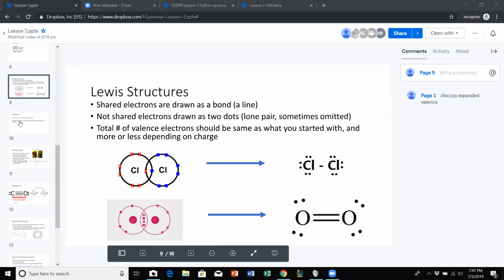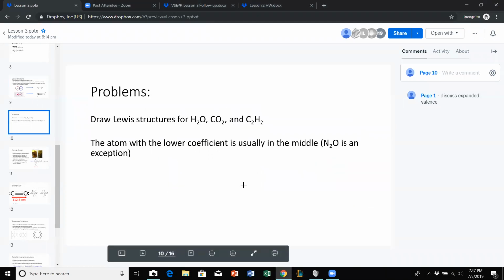Okay. Now let's do some problems. Draw the Lewis structures for H2O and CO2, and you can ignore the last one since we just did that.